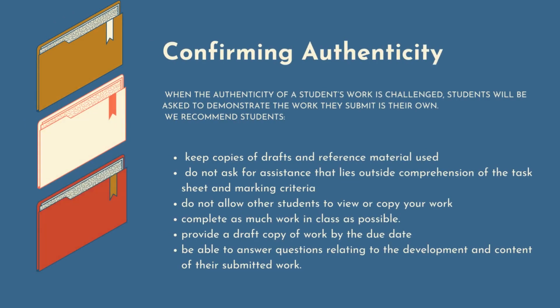As covered in Module 3 on plagiarism, students need to be able to confirm the authenticity of their work if it is challenged. To do this, students should keep copies of their drafting process, not seek assistance that goes beyond the comprehension of the task and marking criteria, not allow other students to copy your work, complete as much work in class as possible, provide a draft by the due date, and most importantly, be able to answer questions relating to the development and the content of their submitted work.